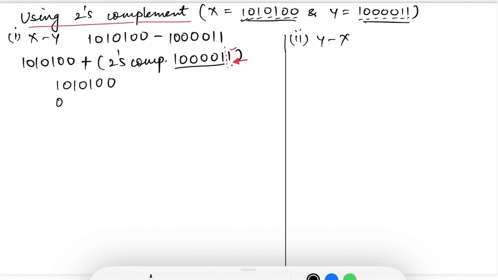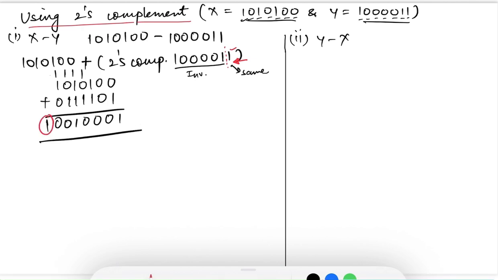The 2's complement of this: these bits will be inverted, and this part will remain the same. Now add these two numbers. 0 plus 0 is 0, 1 plus 1 is 0, carry 1, 1 plus 1 is 0, carry 1, 1 plus 1 plus 1 is 1, carry 1, 1 plus 1 is 0, carry 1, 1 plus 1 is 0 and carry 1. Again we have encountered an end carry.